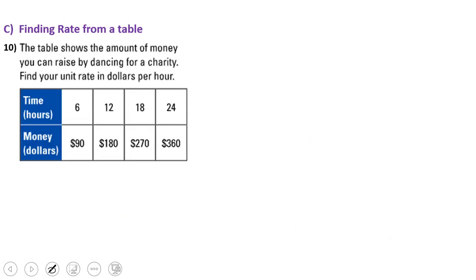Now, ladies and gentlemen, we're going to change a little bit, and we're going to find unit rate from a table. It says the table shows the amount of money you can raise by dancing for a charity. Find your unit rate in dollars per hour. So that's very important. It's telling us how they want our unit rate to be written. Dollars per hour. So dollars have to go on top. And if you look, our table has the time listed on top in hours and the money listed in dollars underneath it. So you have to be very careful of what it's asking you to do and make sure you put the correct unit on top.